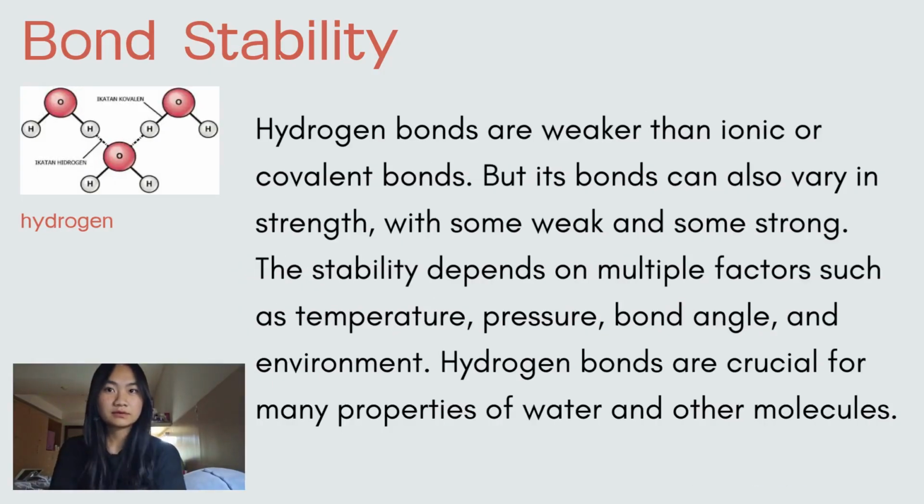The bond stability of hydrogen. Hydrogen bonds are weaker than ionic or covalent bonds, but their strength can also vary, with some weak and some strong. The stability depends on multiple factors such as temperature, pressure, bond angle, and environment. Hydrogen bonds are crucial for many properties of water and other molecules.